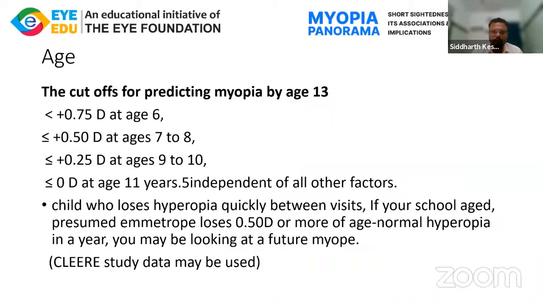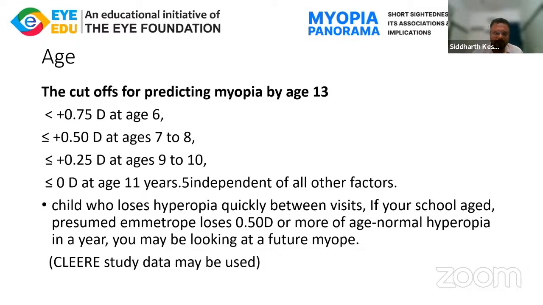So, the cutoff for predicting myopia by age 13. How do you know if a child is going to get myopia by the age of 13? His age-appropriate refractive error is less than what is expected. Usually we expect hypermetropia in children, and as age progresses, hypermetropia decreases. There are certain studies which have followed children over a long period of time and come up with the average hyperopic refraction that a child has at every age. So if a child has less than that hyperopic refraction, then he is probably moving towards myopia.